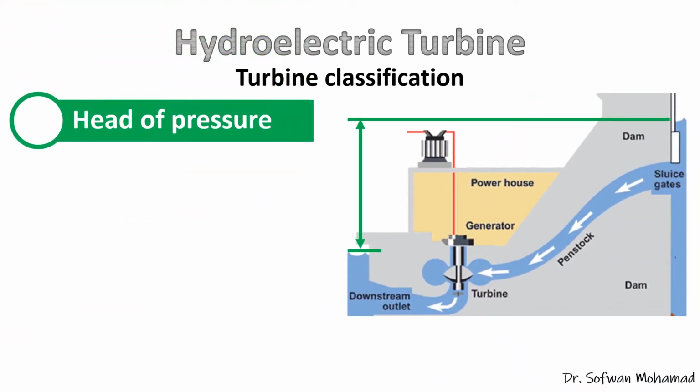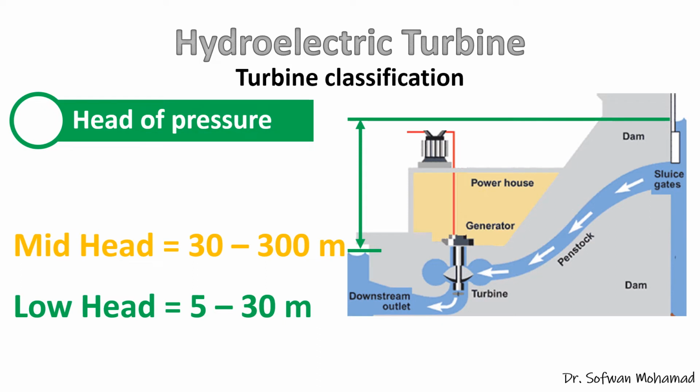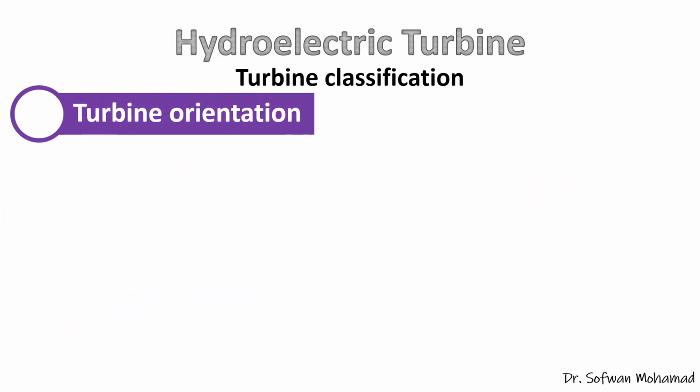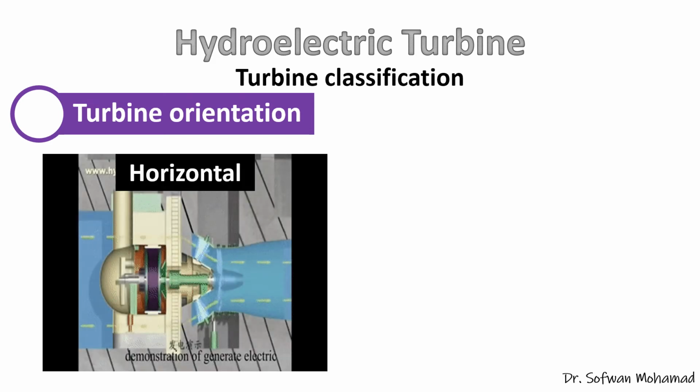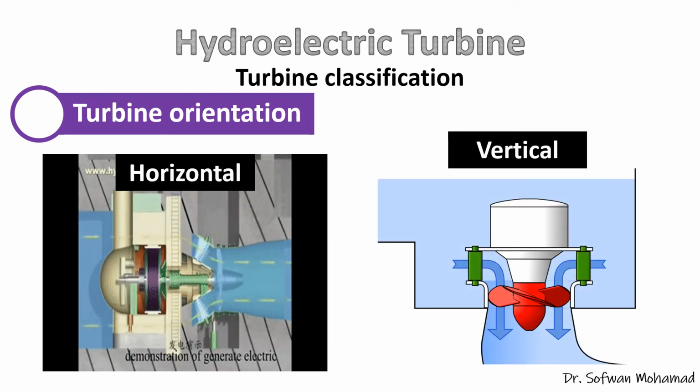Hydroelectric turbines are also classified by not just their design and operating conditions, but also by the head. Low head, for example, is between 5 to 30 meters. Medium head will be from 30 meters to approximately 300 meters. And high head would be anything above approximately 300 meters. Turbines are also classified by their orientation, if they are horizontal or vertical.